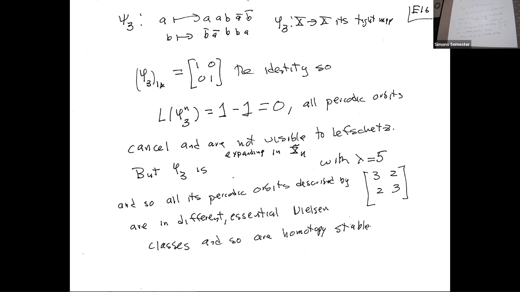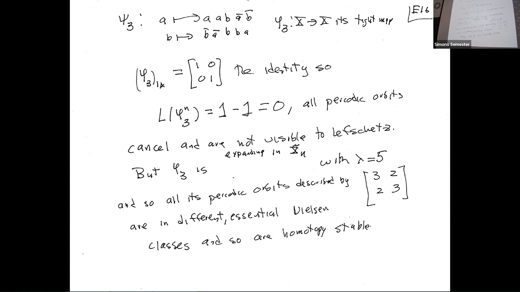Same thing with this example. This now I cooked up. So again, there's no cancellation, and the action on pi one is the identity. Lefschetz tells you nothing. But again, because of expansion, we expand in the cover by a factor of 5 now, because each of these has word length 5. And so once again, all these periodic orbits, which we get from the Markov partition, are essential because they're all minus 1. And so they're all homotopy stable. That's just another word for they persist under homotopy.